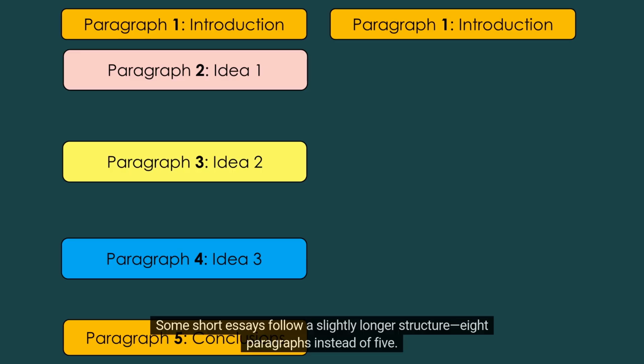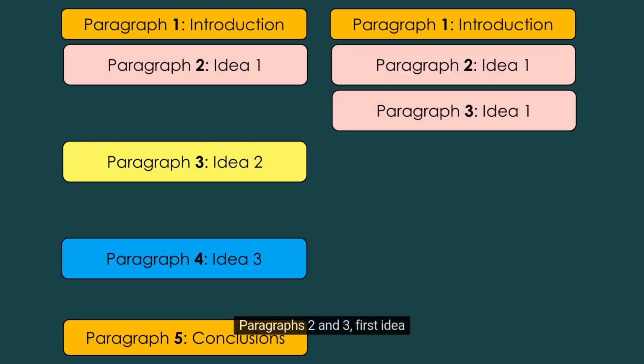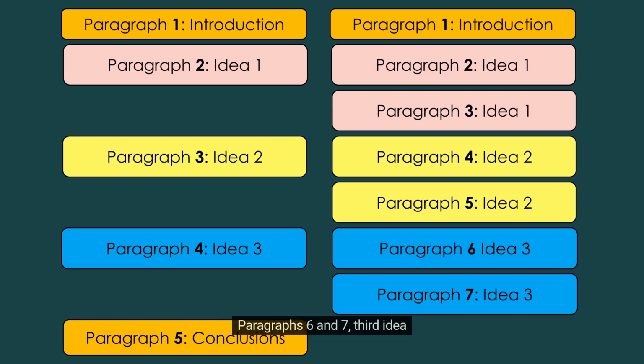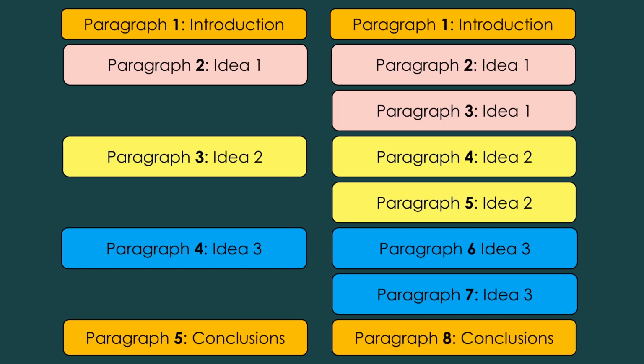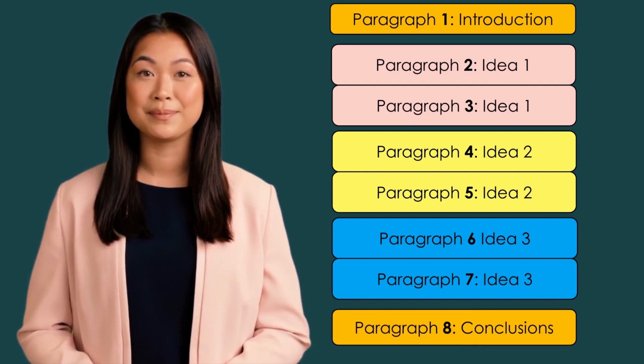Some short essays follow a slightly longer structure, 8 paragraphs instead of 5. The logic is the same, but each main idea is explored in 2 paragraphs instead of 1. So it goes like this. Paragraph 1, Introduction. Paragraphs 2 and 3, First idea. Paragraphs 4 and 5, Second idea. Paragraphs 6 and 7, Third idea. And paragraph 8, Conclusions. This format gives writers more room to develop their ideas, while still keeping the overall structure familiar and easy to follow.